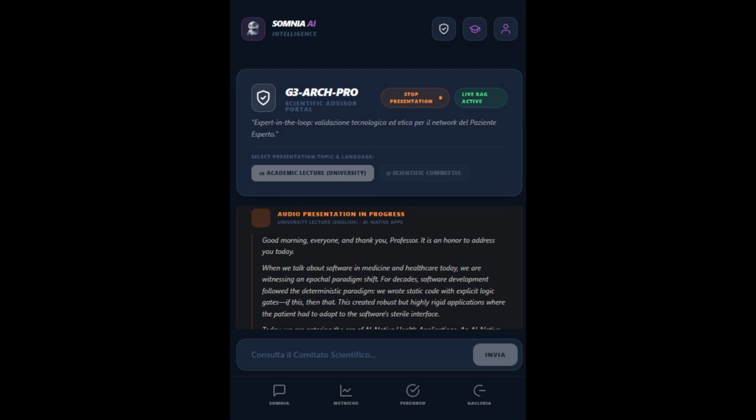Let me explain how we are building Somnia as a live blueprint for this transition. Somnia is engineered around four core AI native pillars. First, voice first interaction. Instead of typing or clicking, patients can speak to Somnia. Voice first reduces barrier to entry, turning an active input effort into a passive therapeutic dialogue.